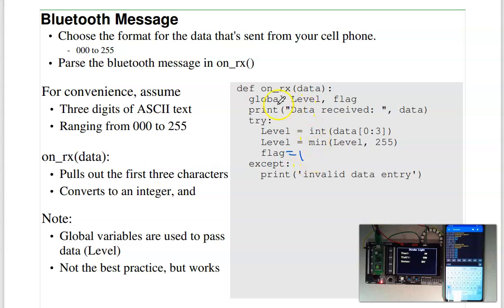Note that here I'm using global variables to pass data. This acts like an interrupt service routine. It's not, but it sure looks like one. The only way to pass data to and from it is through globals.